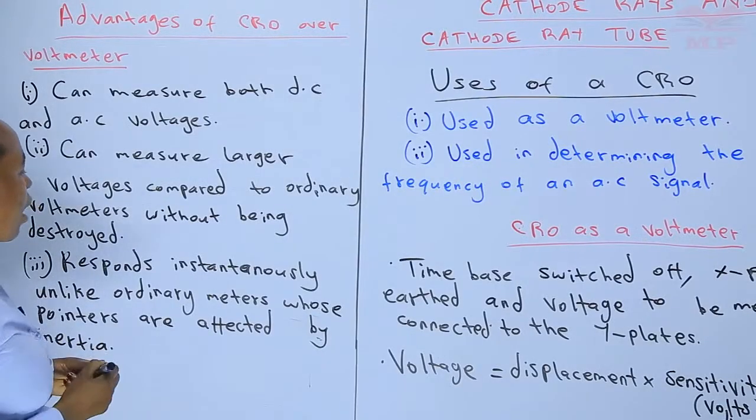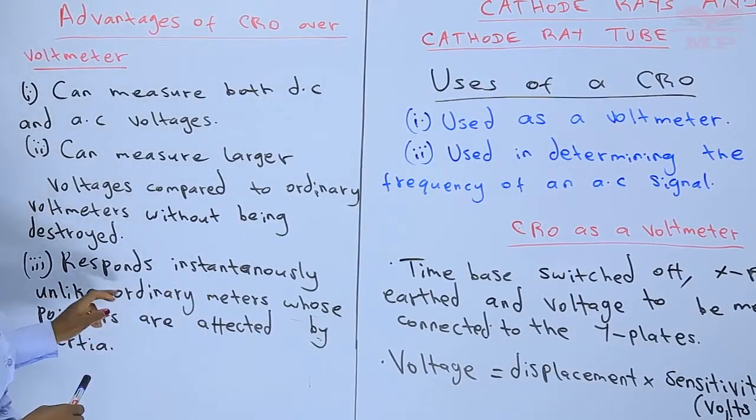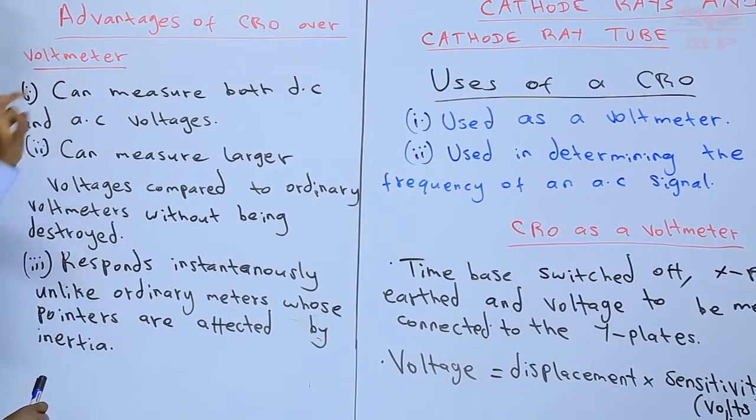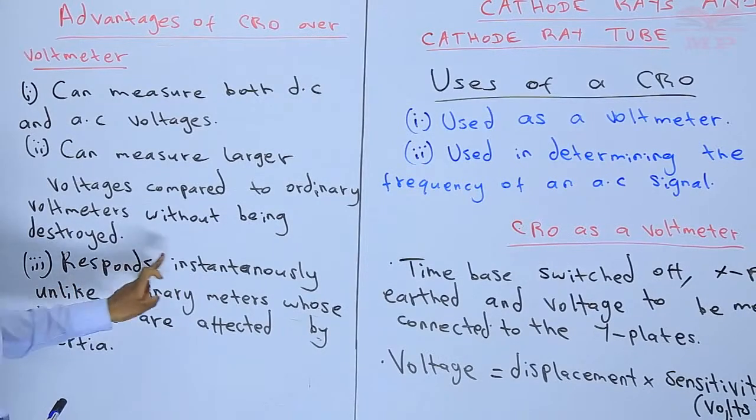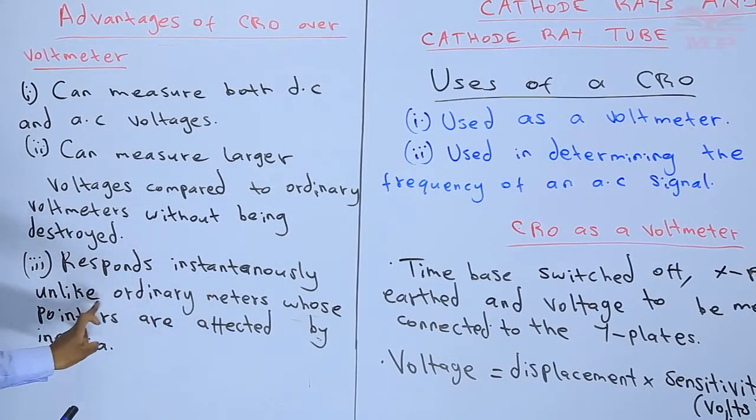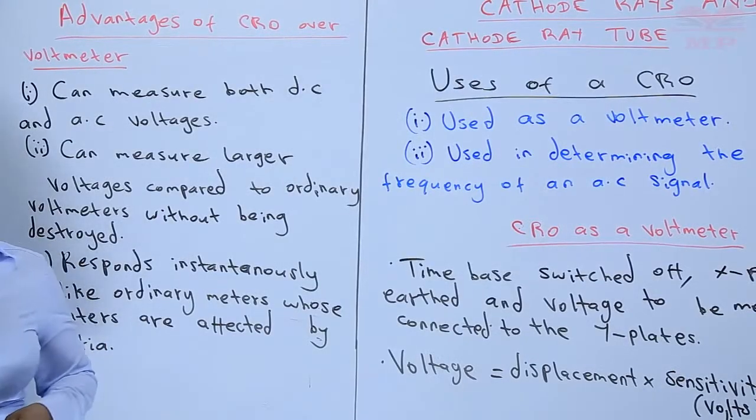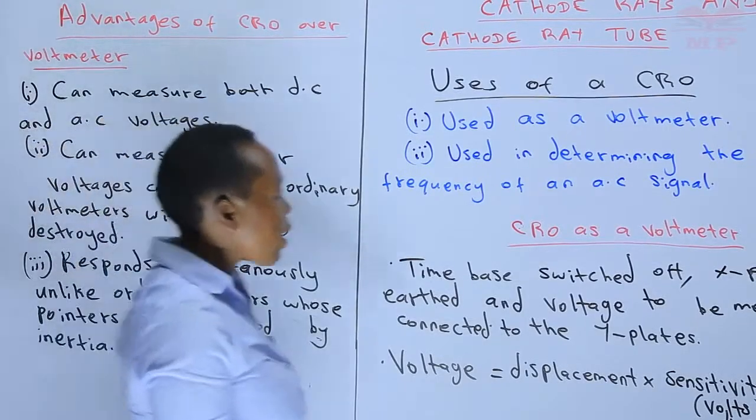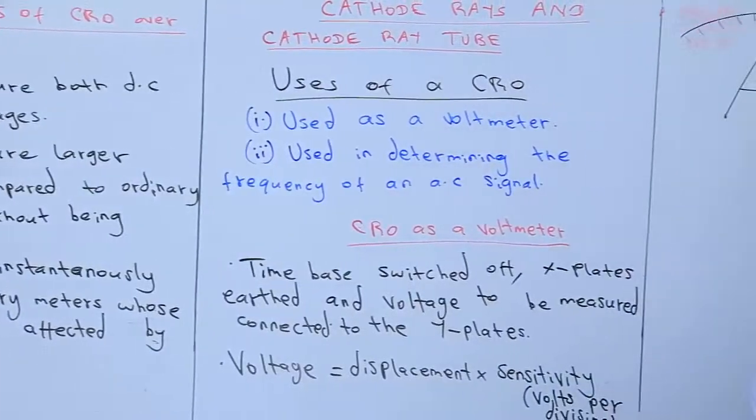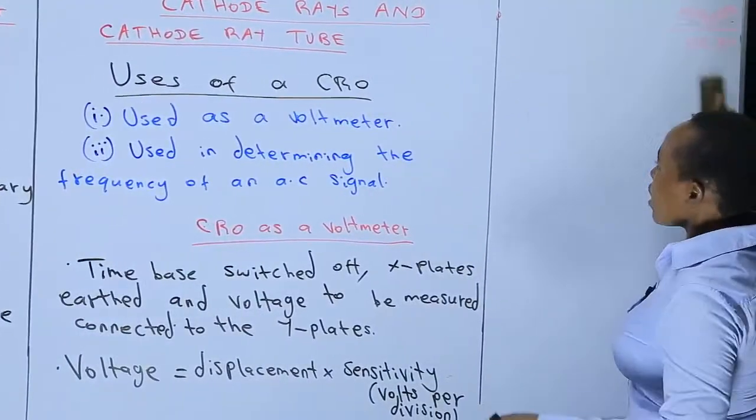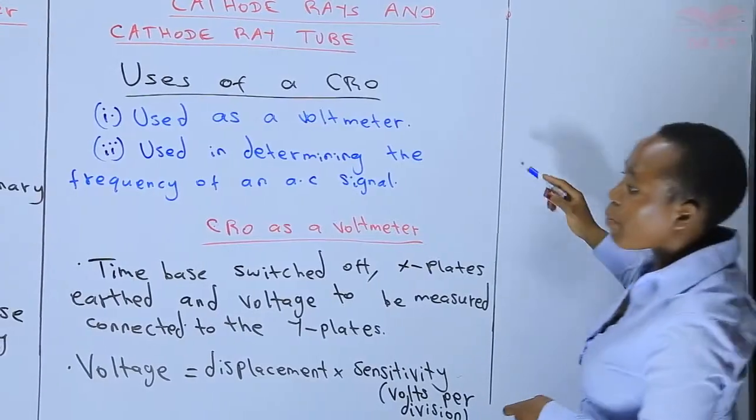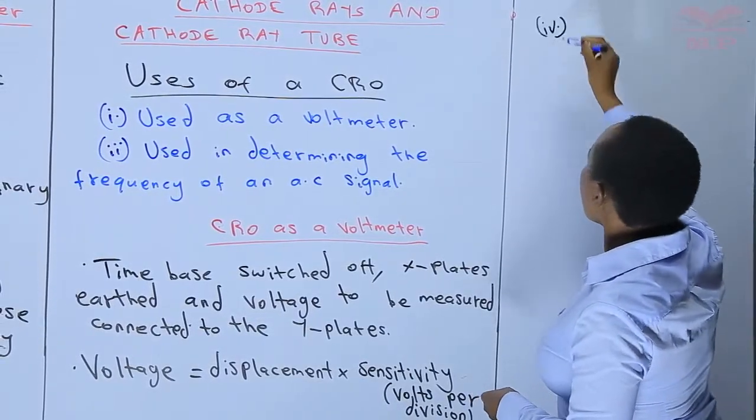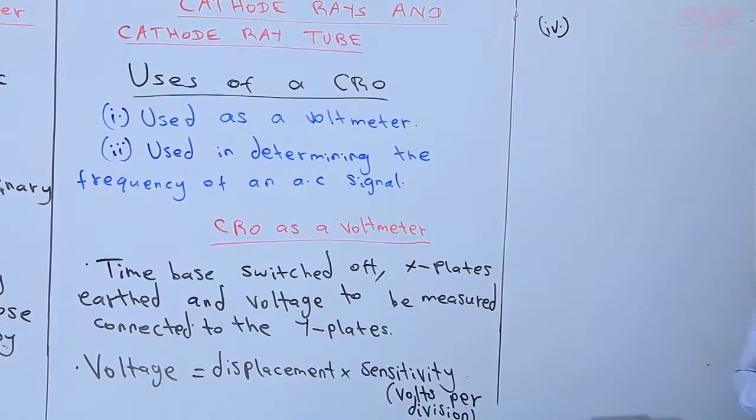So they will swing about the point before they show the actual reading. But now for a CRO, it will respond instantaneously, unlike the ordinary meters, whose pointers are affected by inertia. Then we can also say that with the CRO, another advantage over the ordinary meters, advantage number 4, is that the CRO has a very high resistance.